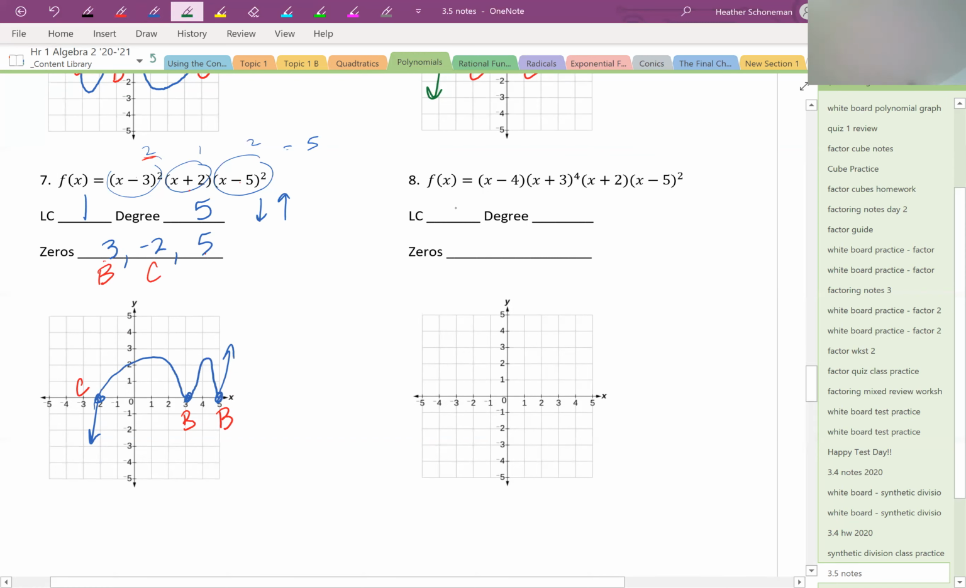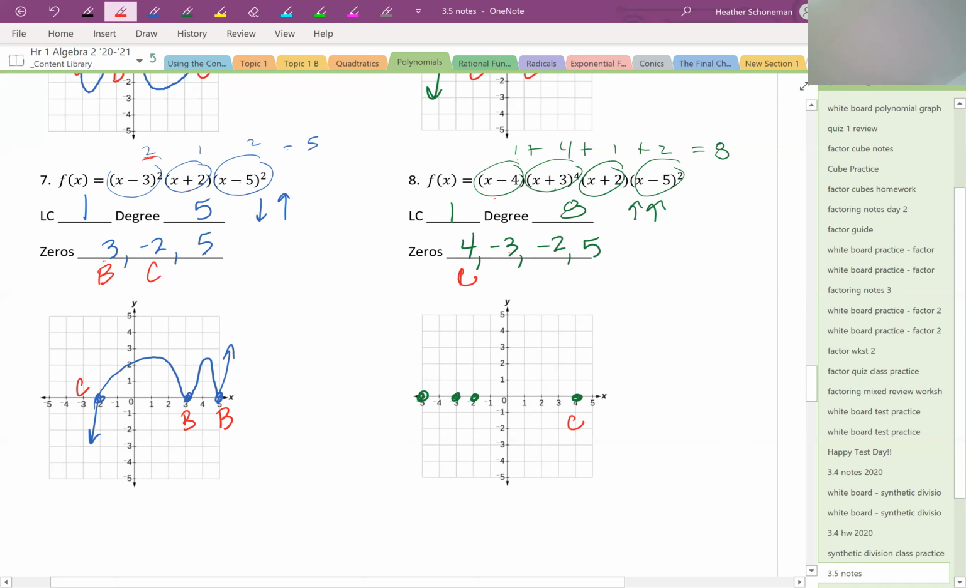Last one, the leading coefficient is 1. The degree is 1, 4, 1, and 2. I add those all together, get a grand total of 8. 8 is even, so they're both going up. My zeros are 4, -3, -2, and 5. All right, when I'm graphing them, the 4 occurs 1 time. That's odd, so I'm going to cross at the 4.